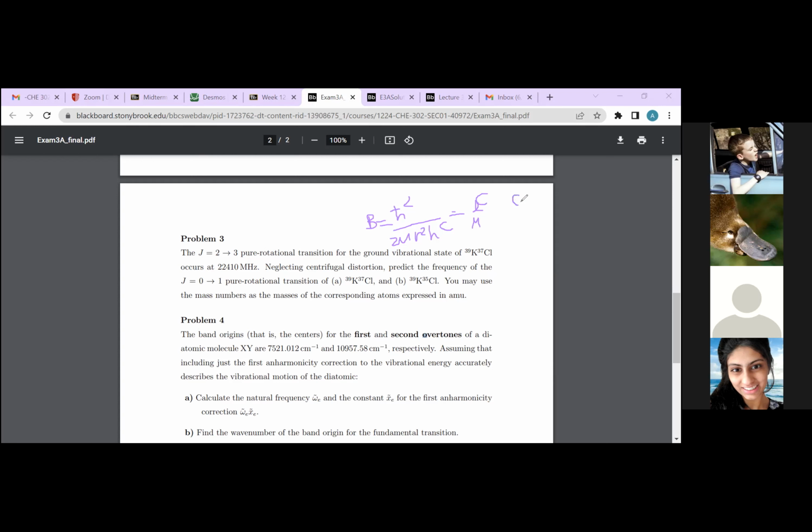Wait, does that make sense? What you're trying to do is find C. Oh, wait, I get it. Okay, continue. So then I figured C would be the same, which I'm not sure about, because I guess the R could change, which could change the C value. You're perfectly right, C wouldn't change. Okay, so then I can divide this C by the new reduced mass, right, to get B.